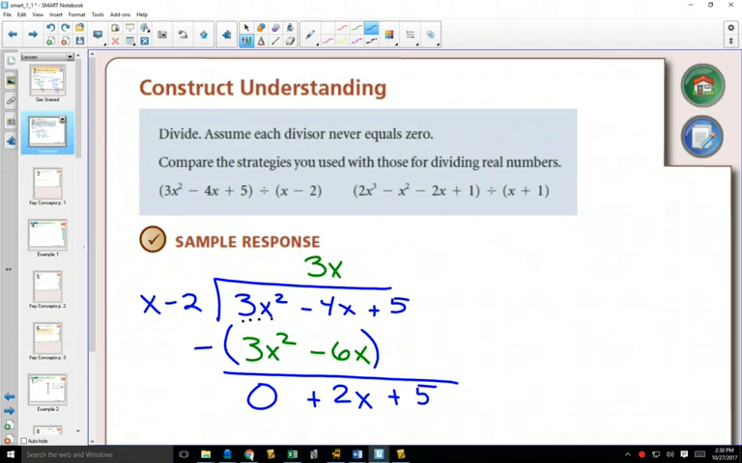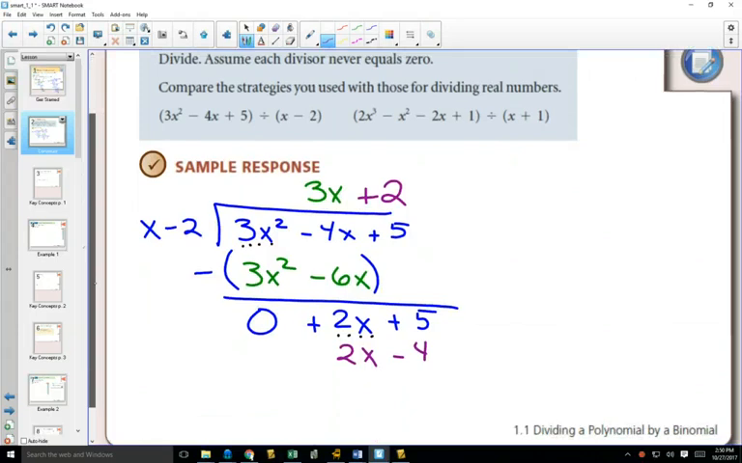And now we repeat this process. We now have a new first term, which is a 2x. What would I have to multiply x minus 2 by to get a 2x? Just a 2. So I'm going to change color. I'm going to say I need to multiply by a plus 2. If I multiply 2 times x, I'm going to get 2x. If I multiply 2 times negative 2, I'm going to get negative 4.